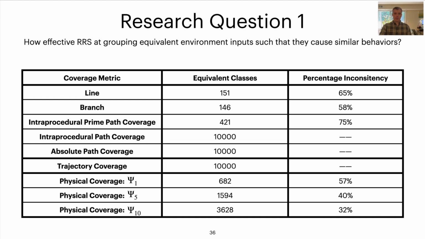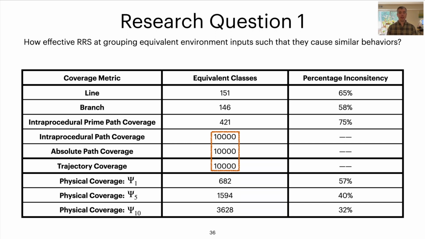Here are our results. We can see that line, branch, and interprocedural prime path coverage generate very few equivalence classes. This represents a very coarse approximation, showing that they're not able to adequately distinguish between different behaviors in the system. On the other hand, you have interprocedural path coverage, absolute path coverage, and trajectory coverage.